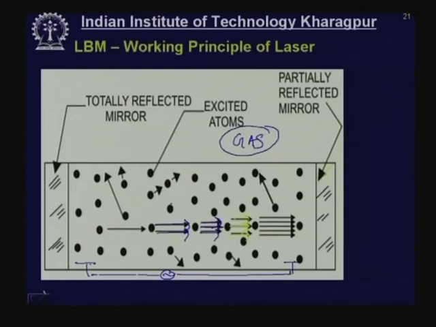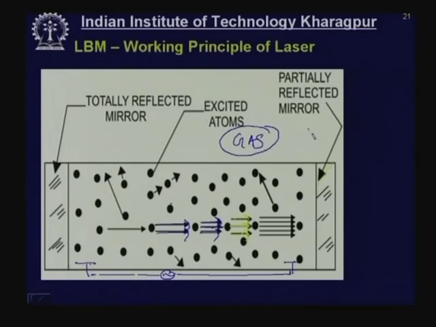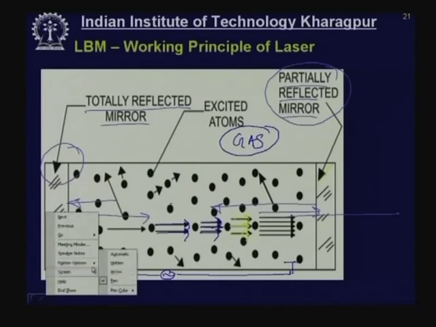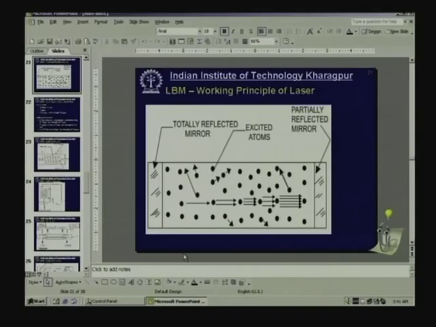On the other side, what you have is a 50% or partially reflected mirror, and on this side you have a totally reflected mirror. So, a photon when it goes there may get reflected back, and it once again can stimulate another photon to come out from the higher energy electron. Once it reaches here, they get reflected back into the chamber. As this is a partially reflected mirror, after some time you would have a coherent beam of laser coming out.